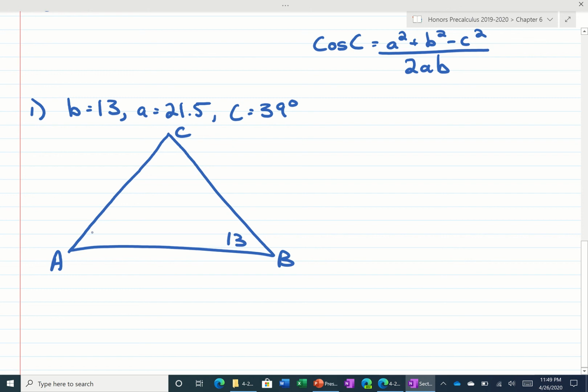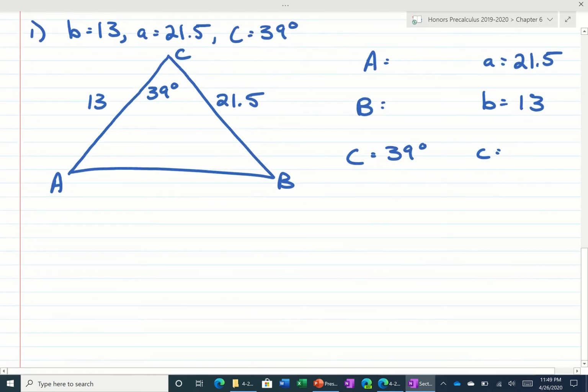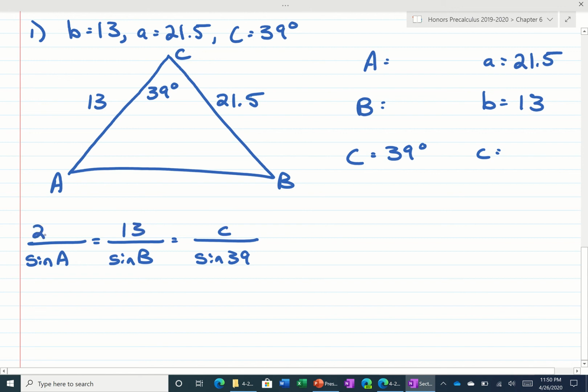So B would be 13. A is 21.5. Oh, yeah. What am I doing here? B is 13, side B. Side A is 21.5, and the angle between is 39 degrees. Get organized. Right. And you can see we can't possibly use the law of sines because we don't have a full fraction.